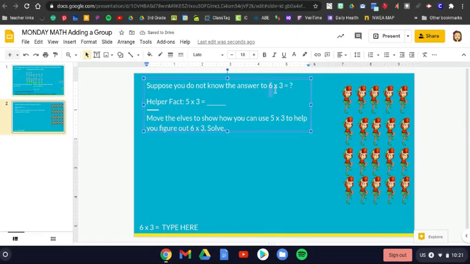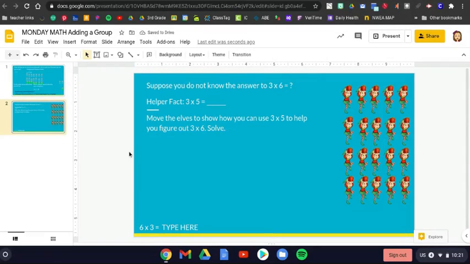You do not know the row 3 times 6. So the helper fact is 3 times 5. Now remember last week we talked about the commutative property of multiplication. And that means I can change the numbers in any order when I'm multiplying and prove my work. But for the purpose of our slide, I don't have room for 6 groups of 3 things, but I do have room for 3 groups of 6 things.